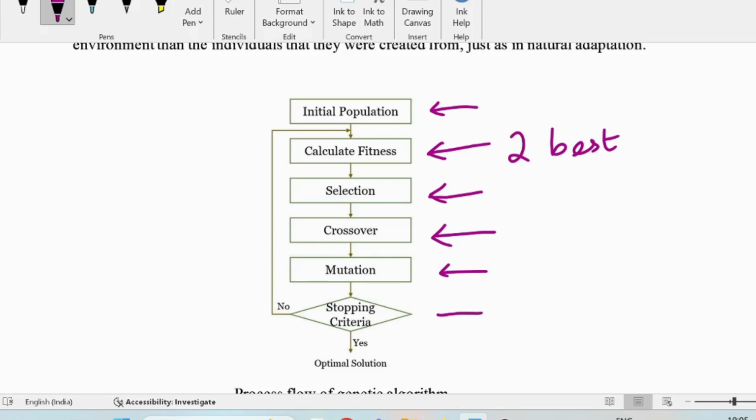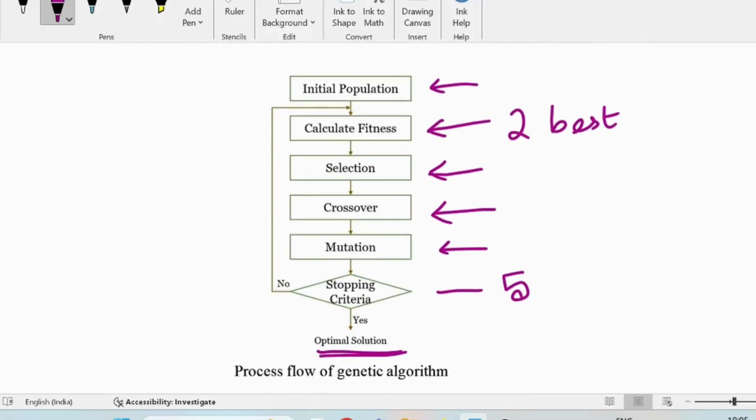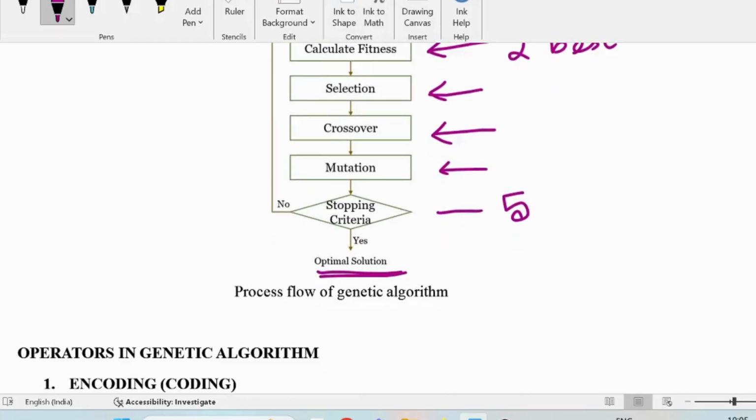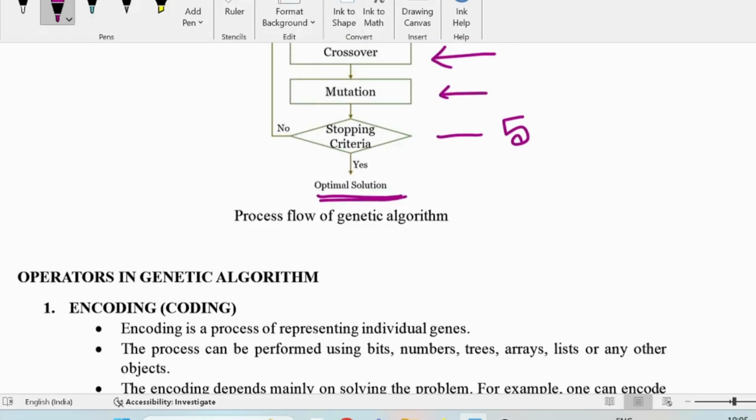Then we'll have some stopping criteria, because this cannot go on again and again. Once we stop it, we'll give some conditions, say 5 times this has to run, or 10 times. We can give some stopping criteria based on the application, and once it stops, we will have an optimum solution to a problem. Right now you may not understand what all this is about, but once we go into the problem and discuss more, you will understand better.